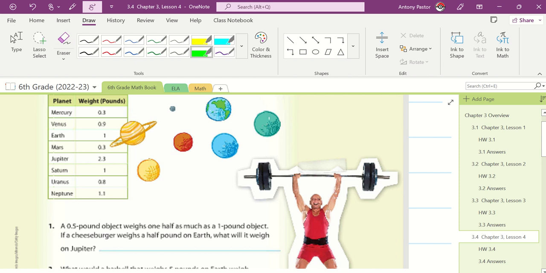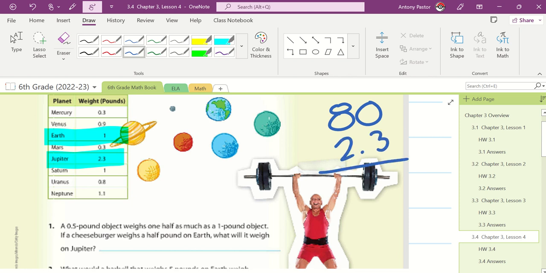So we take the table and we actually convert it. What this table tells us is if something weighs a pound on Earth, it would weigh 2.3 pounds on Jupiter. So Jupiter is 2.3 times heavier than Earth. So say, for example, you weigh 80 pounds on Earth. You would multiply this by 2.3 to find out how much you would weigh on Jupiter, because you'd weigh 2.3 times more on Jupiter.